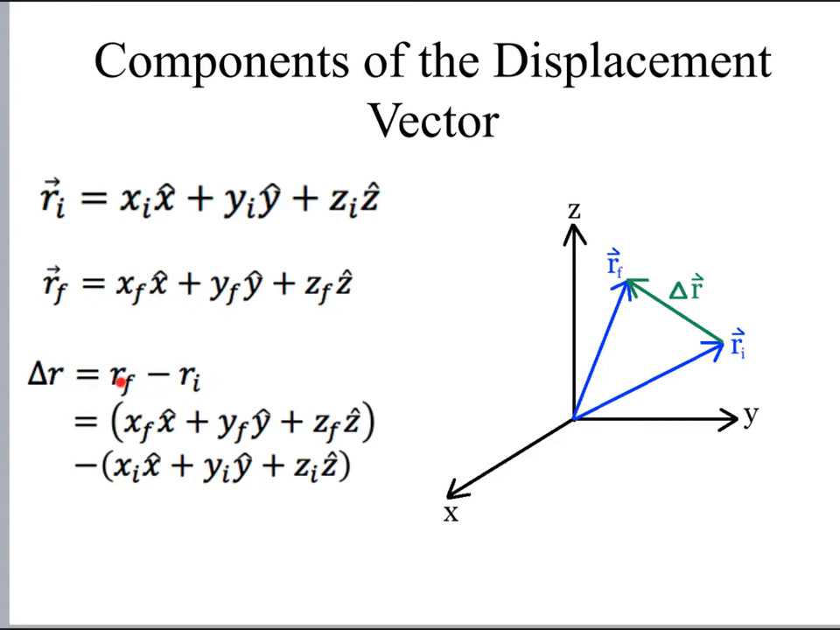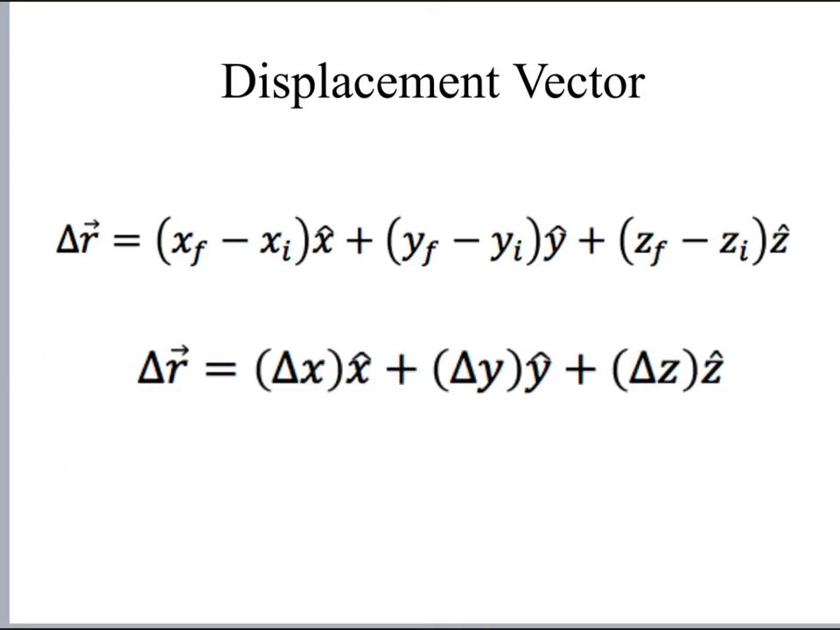And then if I do my vector subtraction, I just subtract them like this. And remember, I'm going to group my x hat terms, my y hat terms, and my z hat terms. So this first term, for example, would be x final minus x initial, x hat. And then I'd have a similar term for y hat and z hat. But I can just group all these together like that.